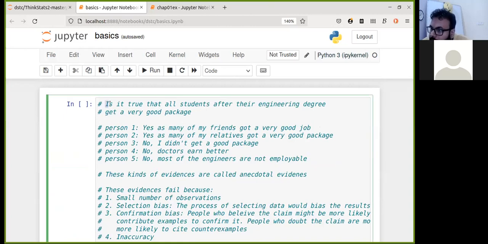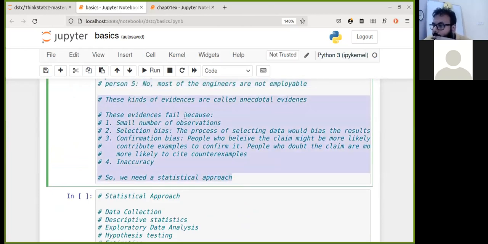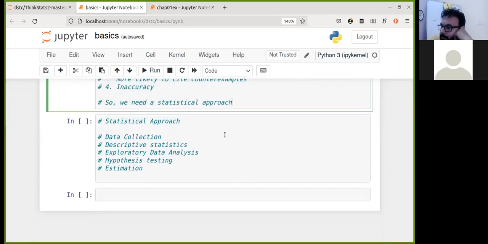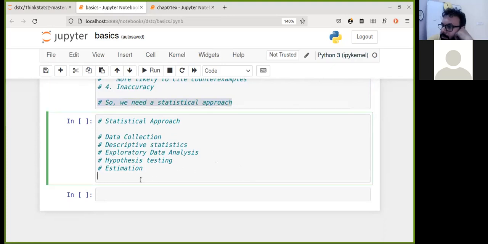Yesterday we had a question. Is it true that all students after their engineering degree get a very good package? And then we saw an example of anecdotal evidences, and we saw why these evidences tend to fail. And why do we need to do it statistically? Why do we need a statistical approach? In the statistical approach, we first do data collection, do some descriptive statistics, EDA, hypothesis testing, and then we estimate something.